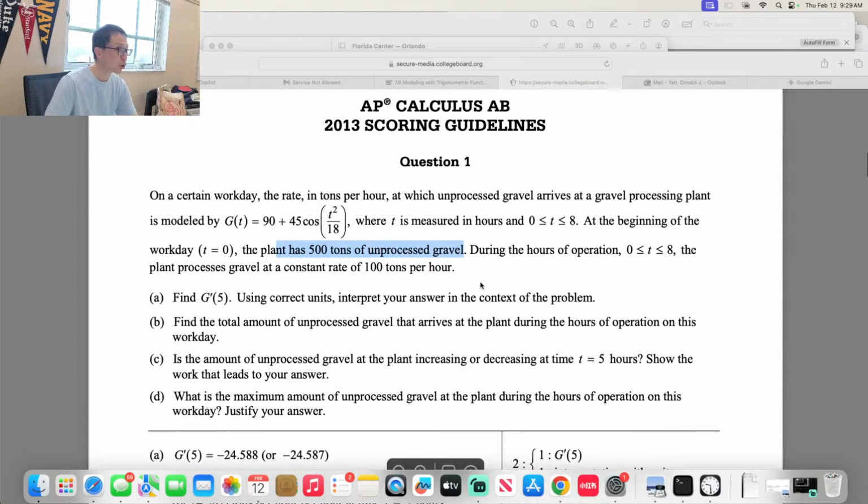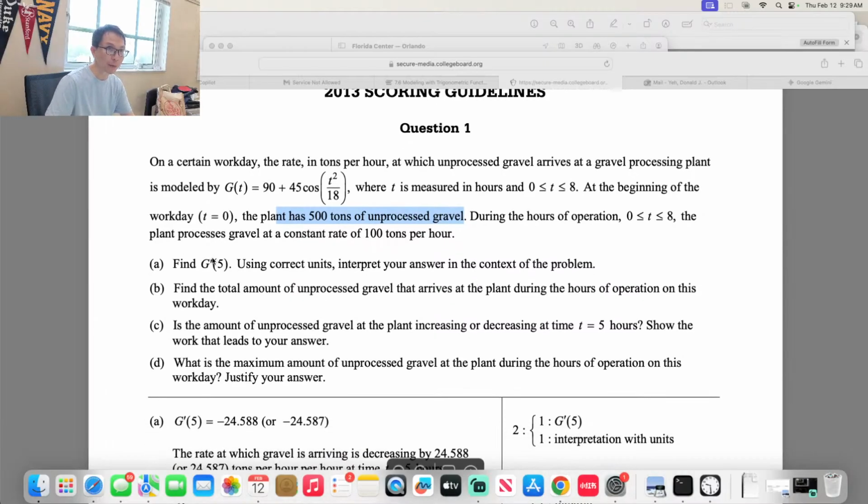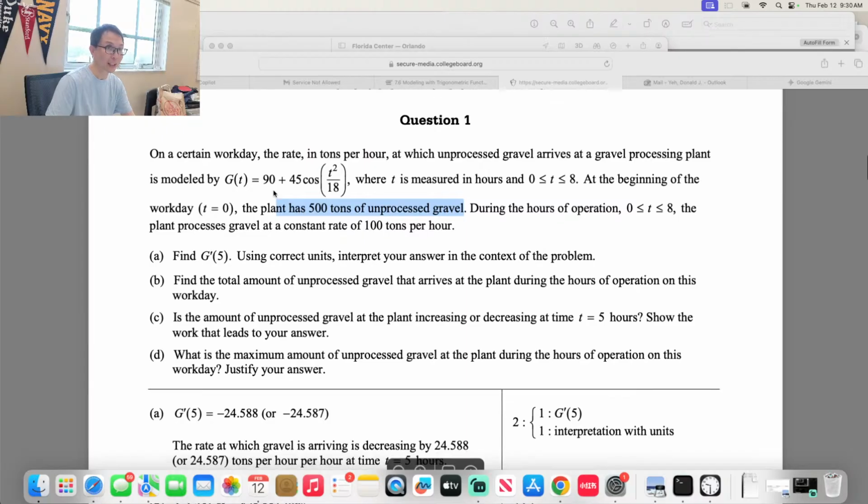All right, so let's start with the first part. They say G prime of 5. Now, this is the in rate. If you want to know G prime of 5, that means are they increasing or decreasing, the in rate.